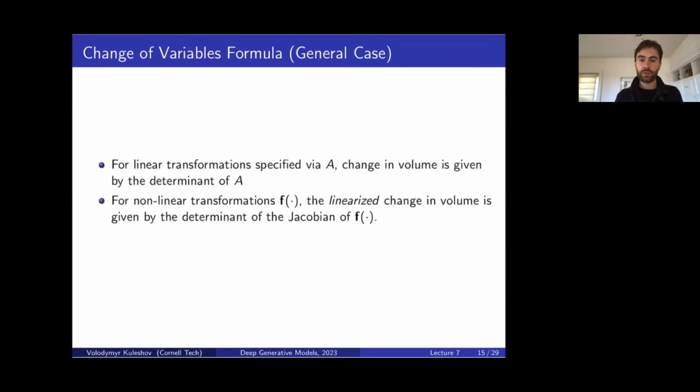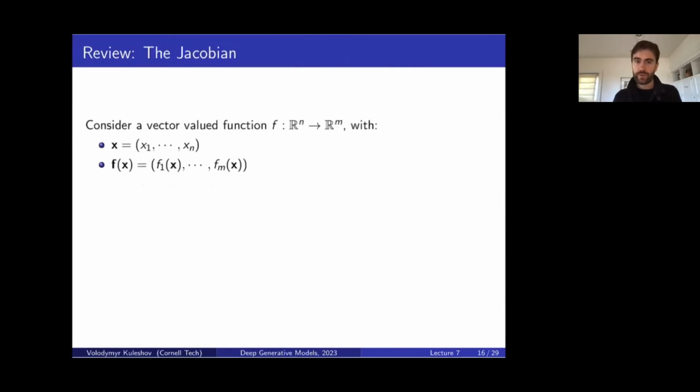What if we have a nonlinear transformation? That's what we're ultimately interested in. Well, in that case, similarly to how we use the derivative to approximate a linearized change of volume in one dimension, we're going to use the Jacobian of F to approximate the linearized change of volume in F in multiple dimensions. That's the plan. What is the Jacobian?